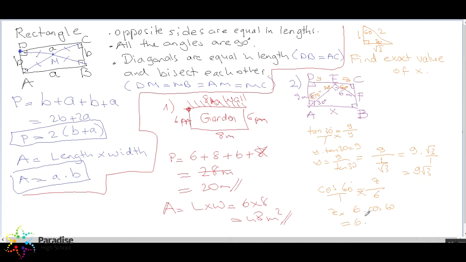It's going to be 6 times cosine 60, let's look at here. What is cosine 60? Cosine means adjacent over hypotenuse. So 1 over 2. So that's going to be 3. Z is equal to 3 centimeter. Then, what is x? X is equal to y plus z. We found y here, 9 root 3, plus we found z, 3. So that's the exact value of x.